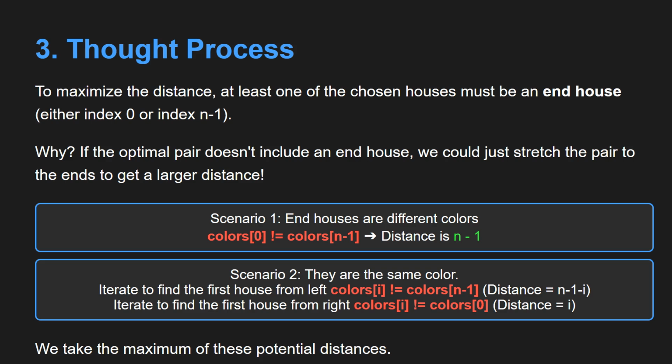If they have the same color, we just iterate through the array. For any house that has a different color from the first house, we record its distance to the start. For any house different from the last house, we record its distance to the end. The maximum of all these valid distances will be our answer.